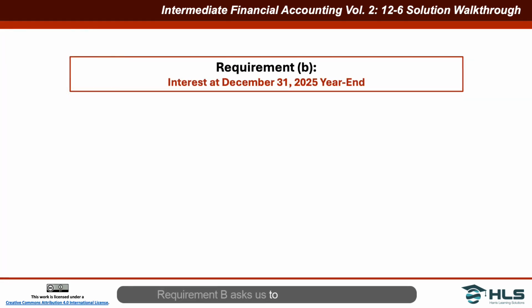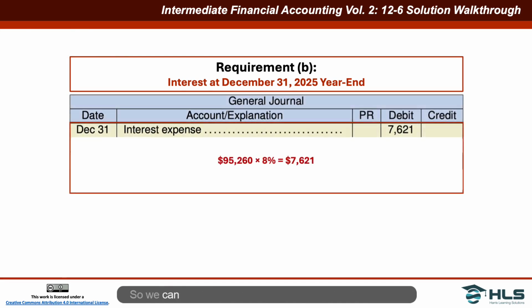Requirement B asks us to record the interest at December 31st, 2025, which is the company's year end. So we can calculate interest expense as the balance of the note payable times the 8% rate of interest. So $95,260 times 8% is $7,621.